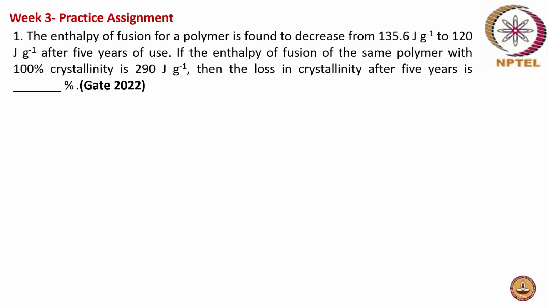The enthalpy of fusion for a polymer is found to decrease from 135.6 joule per gram to 120 joule per gram after 5 years of use. Okay. So if the enthalpy of fusion of the same polymer with 100% crystallinity is 290 joule per gram, then what is the loss of crystallinity after 5 years? This is a GATE 2022 question.